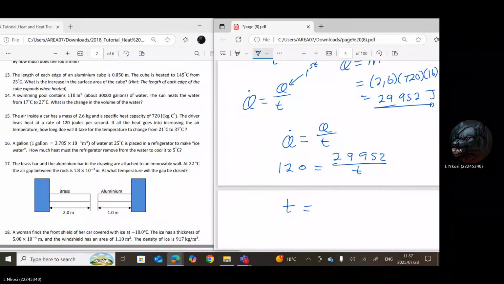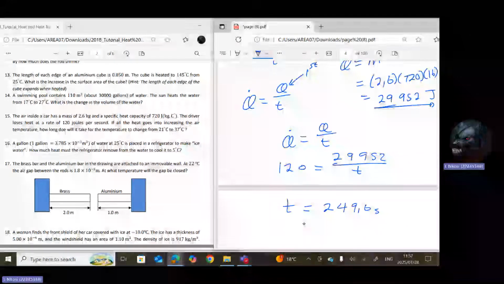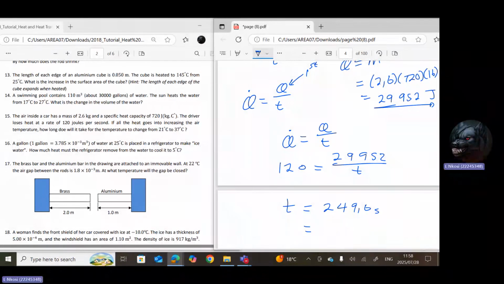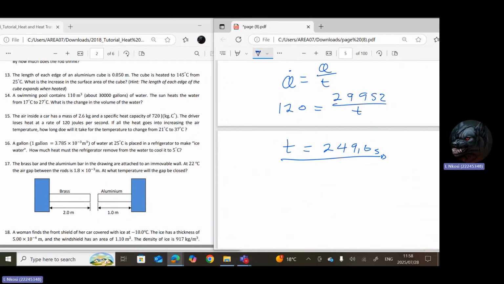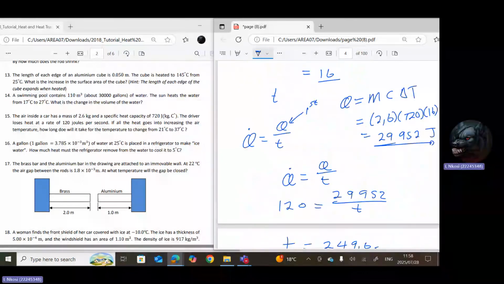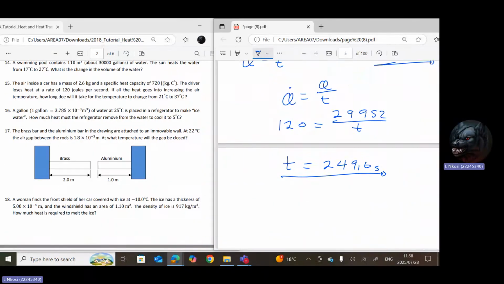29,952 over 120. So that is 249.6 seconds, which is about 250 seconds. Convert to minutes by dividing by 60, that is about 4 minutes. But yeah, that's your answer there. That was number 15. And then we have number 16.